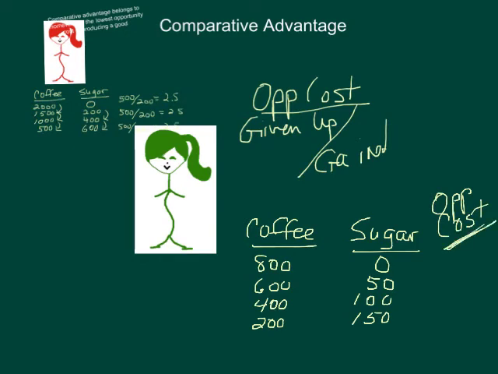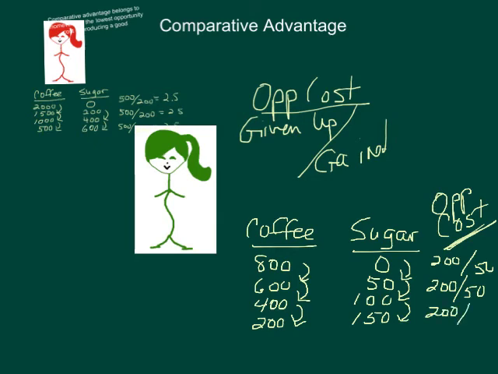All right, remember, it's the amount given up by the amount gained. So going from 0 to 50 and 800 to 600, we're giving up 200 units of coffee in order to gain 50 units of sugar. And once again, going to the next level, giving up another 200 to gain another 50. We've got 200 divided by 50. We're going to have to move this because we're running out of space. Giving up another 200 in order to gain another 50.